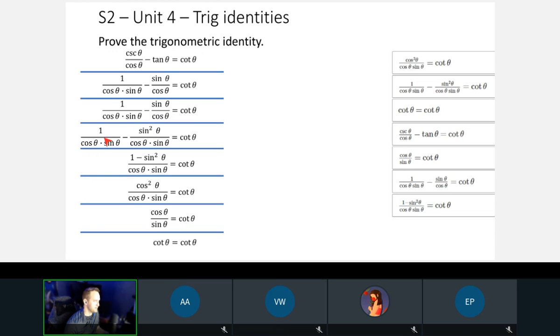And then this piece just carries down. Good so far? I'm going to cross off this. This is just a duplicate. So once your denominators match, which they do, we can now combine them into a single fraction over your common denominator. Cosine sine is your common denominator. We're going to have 1 minus sine squared theta. So from this step to this step, we just made it into a single fraction.